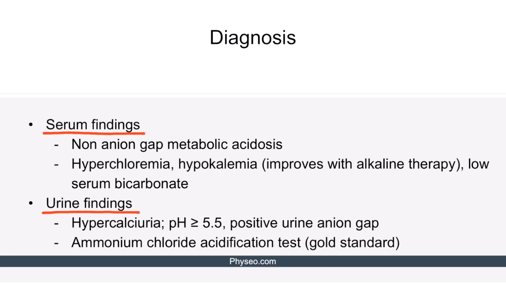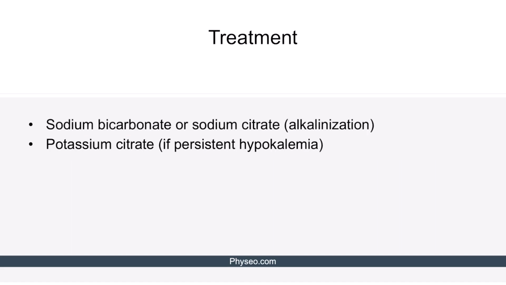Distal RTA can be diagnosed when the urine pH remains alkaline, more than 5.3, even after the administration of ammonium chloride. This evaluates the potential of the distal tubules to secrete hydrogen ions. Finally, let's move on to treatment. Sodium bicarbonate, or sodium citrate, is administered to correct the metabolic acidosis. Potassium citrate is also administered in cases of persistent hypokalemia.